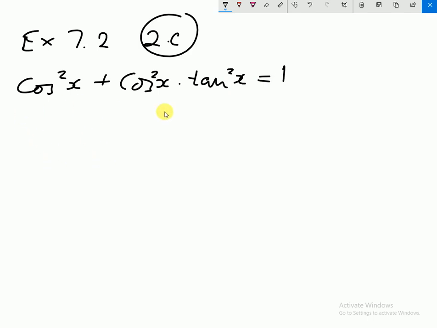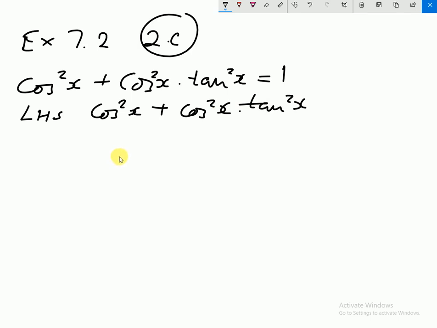With the mere look of the eye, people, we can identify that the left hand side is the complicated side, which is cos squared x plus cos squared x tan squared x. Just by inspection, we can take a common factor here: cos squared x times 1 plus tan squared x.